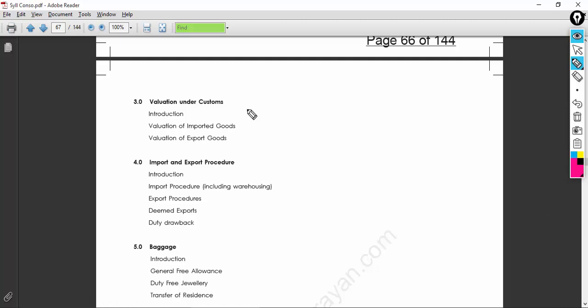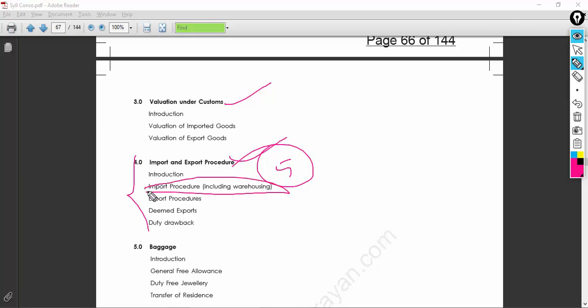Valuation of customs, import and export, is very, very important. You can expect 5 marks in this chapter also, without doubt, because most of the questions keep repeating. Deemed export also will sometimes come, but these two are very, very important. Duty drawback can also be expected for 2 marks, not difficult.